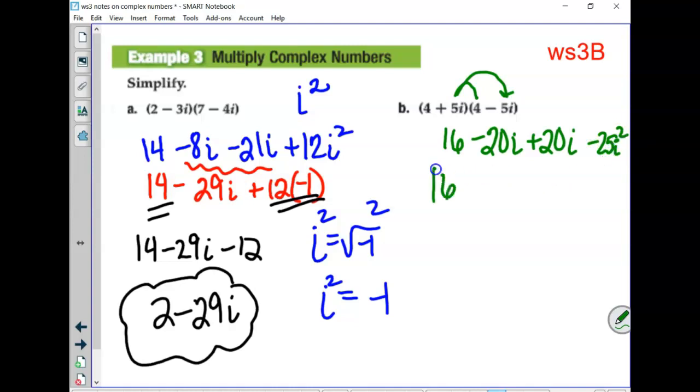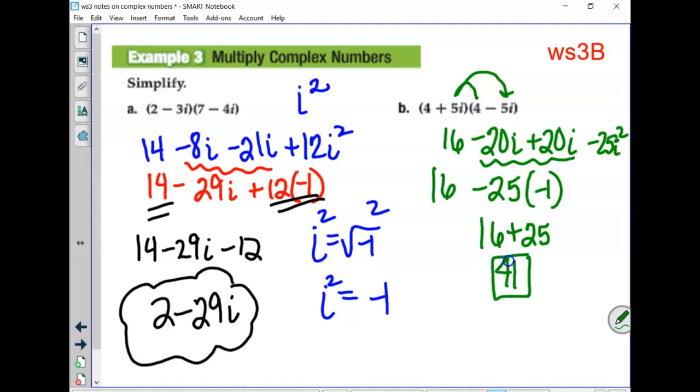So I have 16. What happens to the i's here in the middle? They cancel out. And back here I have a minus 25 that's times an i squared, which is a negative 1. So that becomes 16 plus 25, or 41. Okay, so what happened is two complex numbers multiplied together and became a real number.